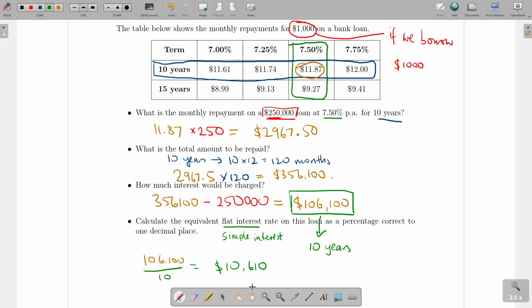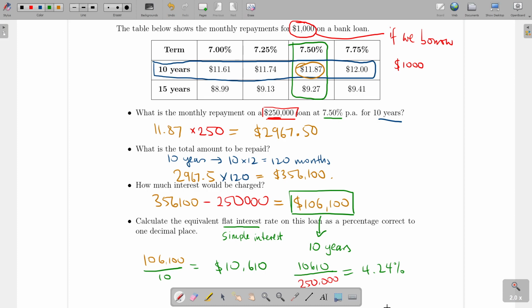And as an interest rate then, we would be taking this $10,610 and dividing it by the original $250,000 to see how big it is in comparison, and that gives us an equivalent flat interest rate. So I'm going to divide 10,610 by 250,000, and that gives me about 4.24% flat interest rate. The number was 0.04244, times it by 100 gives us 4.24%.